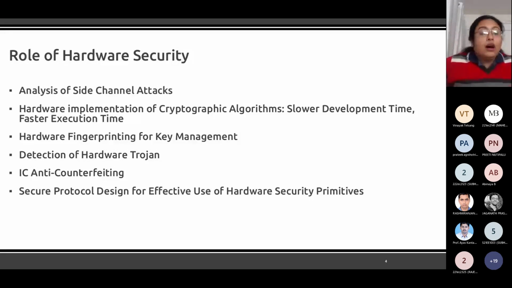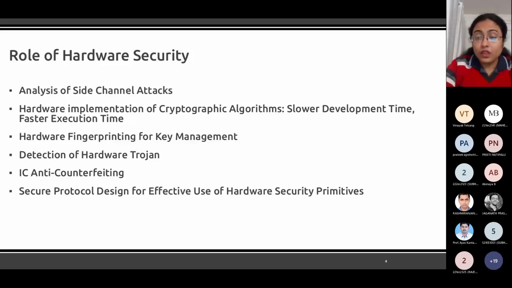Okay, now hardware fingerprinting of key management, which is the topic for today. We can even do hardware fingerprinting using a physically unclonable function. How? We will see that. Next is detection of hardware Trojan.